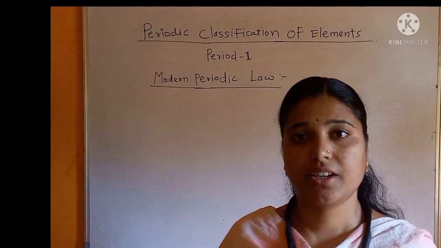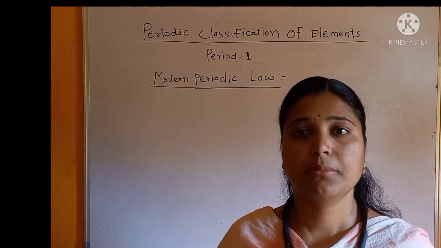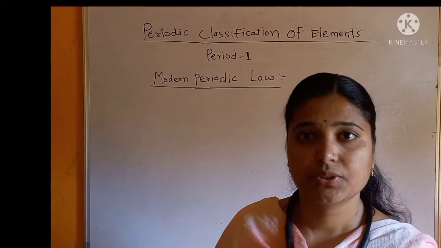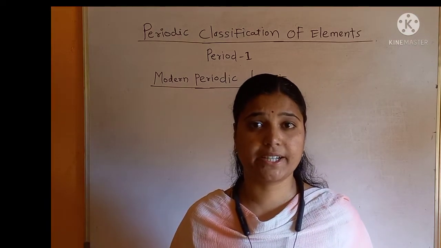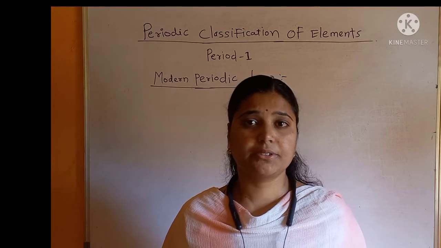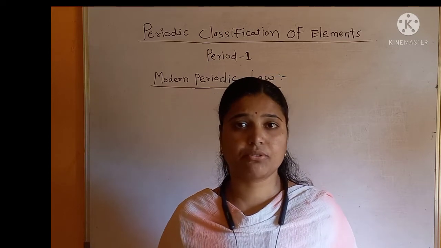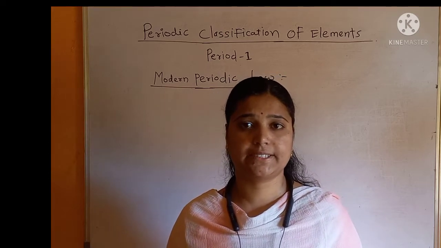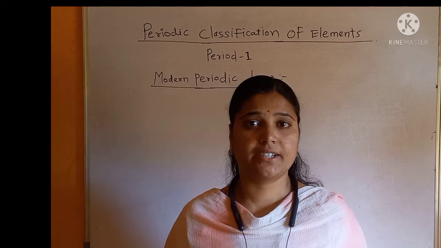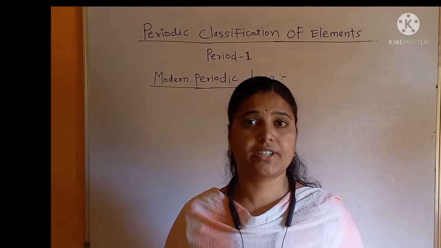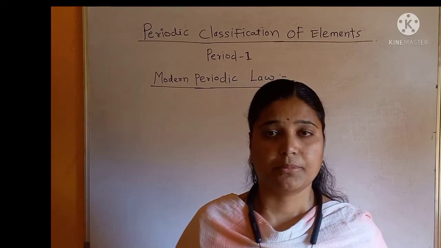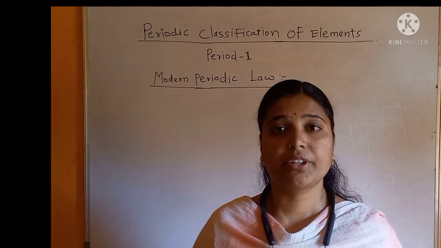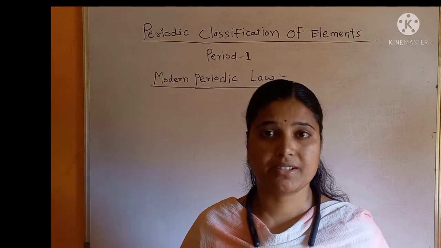So now we start our topic, that is the modern periodic table. In the previous video we saw the Dobereiner triads. Dobereiner triads gave one postulate, and this postulate is common in all the theories, like Dobereiner triads, Newland's law of octaves, and Mendeleev's periodic law. That is, the properties of elements are the periodic functions of their atomic mass number.